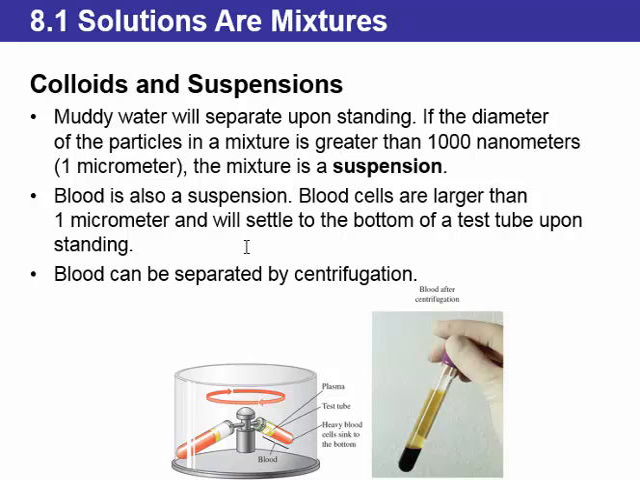Blood cells are larger than 1 micrometer and will settle to the bottom of a test tube if you let them stand. You can also separate blood by centrifuging, which is placing a blood sample in a tube and then spinning it around so the heavier or denser particles sink to the bottom.